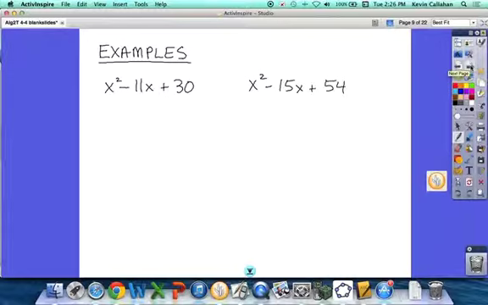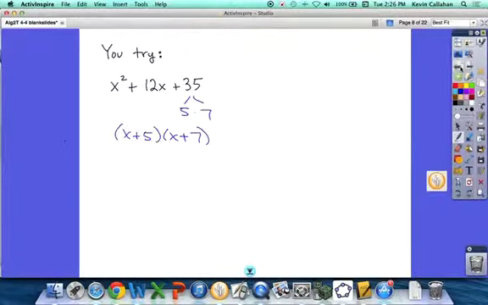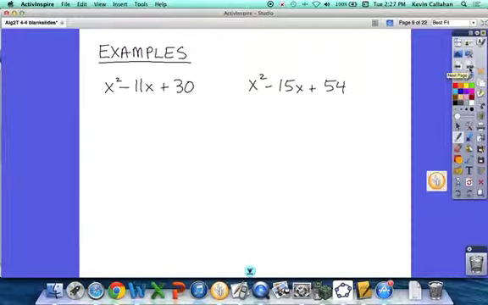Okay, now, what's the difference between these problems and the ones we did before? The middle number is negative, right? So remember, when we said the factors of 35, actually, it's not just 5 times 7. It could have been negative 5 times negative 7. If they were both negative, the product would still be positive. But if they were both negative, when you added them up, you would get a negative. So when you see this pattern, the last number is positive and the middle number is negative, that means they're both negative. They have to be, right?